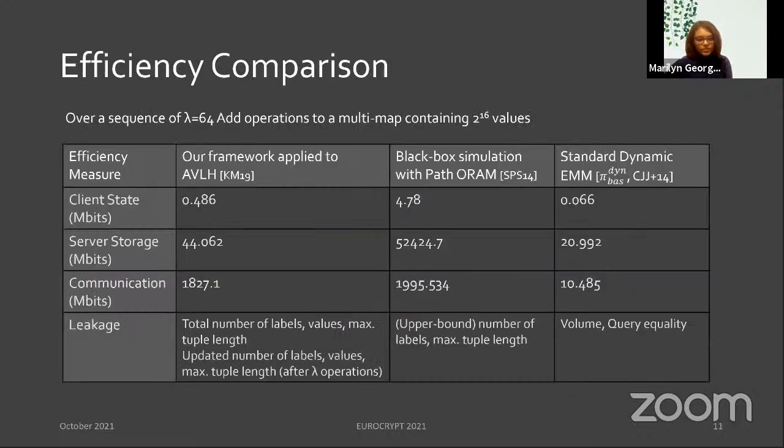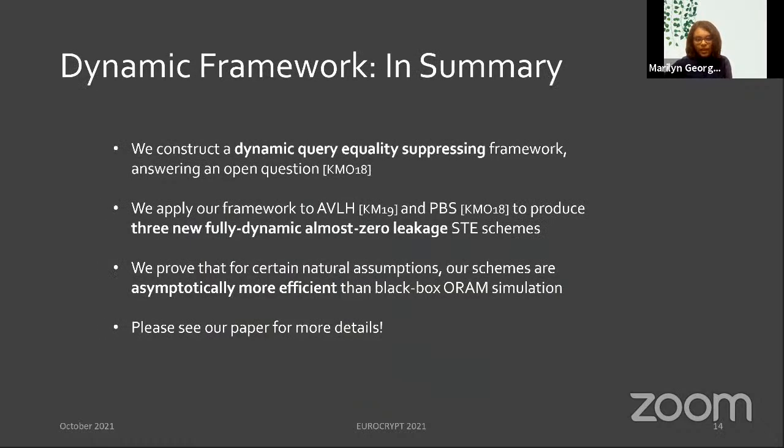So just a quick summary of efficiency numbers. The main takeaway is that we end up being more efficient than black box ORAM simulation, but with more leakage. However, comparing to a standard dynamic construction, we are still far off from optimal efficiency, but we have much better leakage. So in summary, we have a new dynamic query equality suppressing framework.